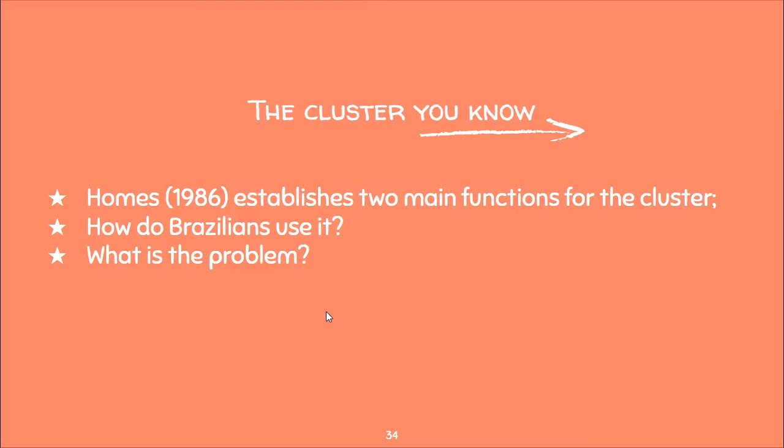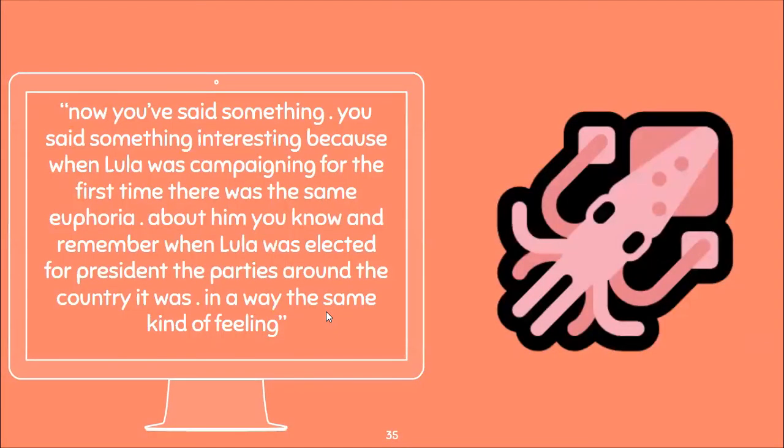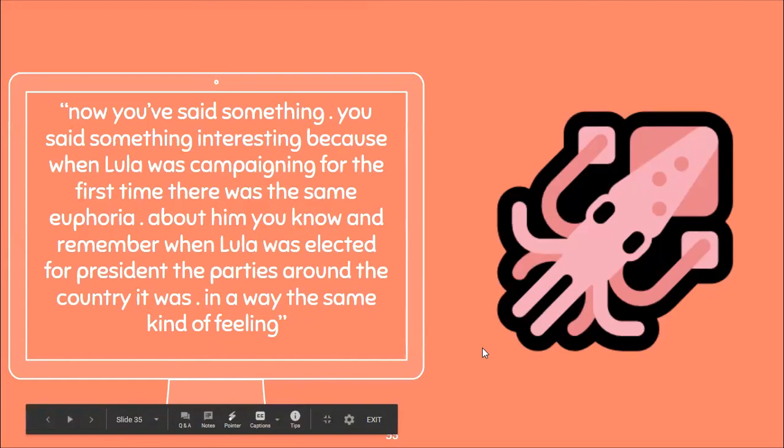And as well, it might seem to the interlocutor that the speaker is being too assertive, that he's leaving no space for negotiations. Here we have another example: "Now you have said something interesting, because when Lula was campaigning for the first time, there was the same euphoria about him, and remember when Lula was elected for president, the parties around the country, it was in a way the same kind of feeling." So here it's just assuming that the other person knows something, right? It's a mark of assertiveness.